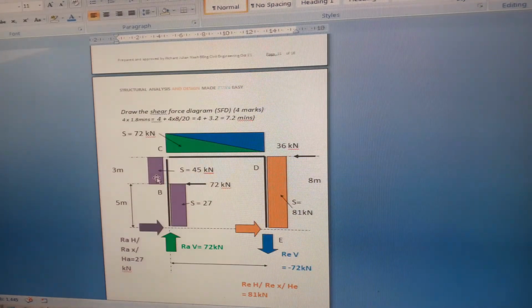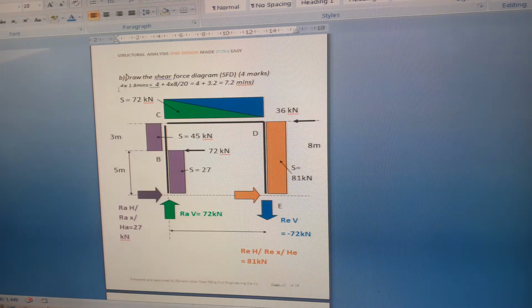Then we go on to, well, this was actually B in the question. Draw the shear force diagram. Shear force diagram, 4 marks. So it's 4 times 1.8. 4 times 8 is 32, divided by 10 is 3.2, so it's 7.2 minutes.